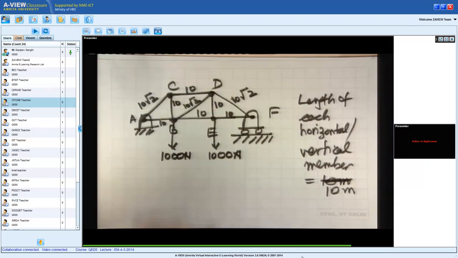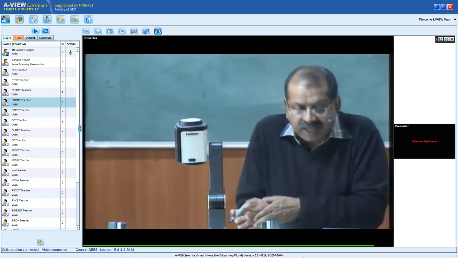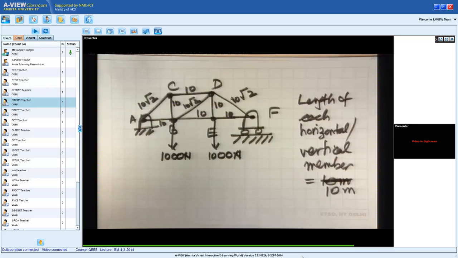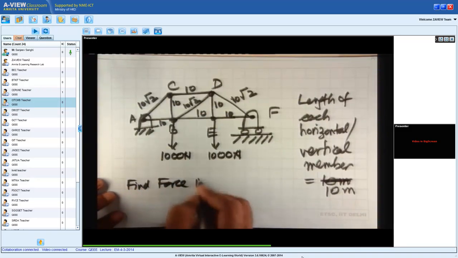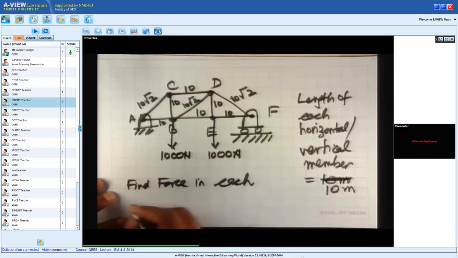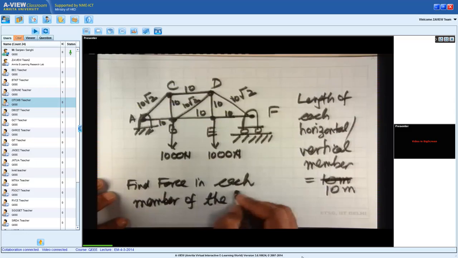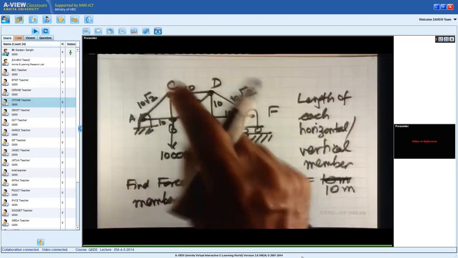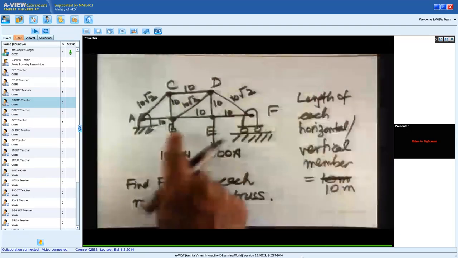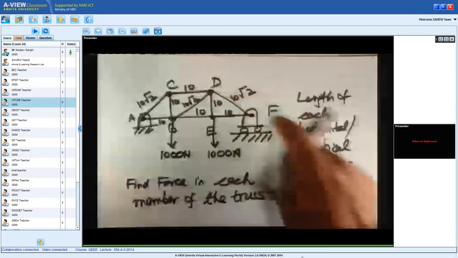The loading, the external forces acting on the truss, the geometry of the truss, all the angles or all the lengths are given to us, and we have to find the force in each member of the truss. That means find the force in AC, CB, BD, CD, BE, DE, and DF.